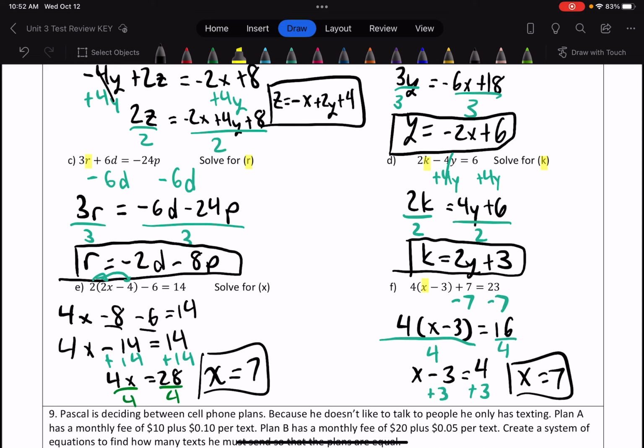Guys, do you have to solve it that way? Absolutely not. I could have started with distributing the 4, then combining like terms, and then dividing by 4. It doesn't matter which order that you do the steps in, as long as you're consistent about whatever you do to one side, you've got to do to the other side. So you've got to use that property of equality.